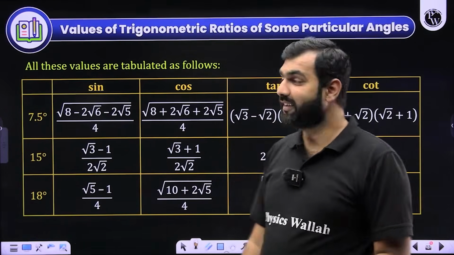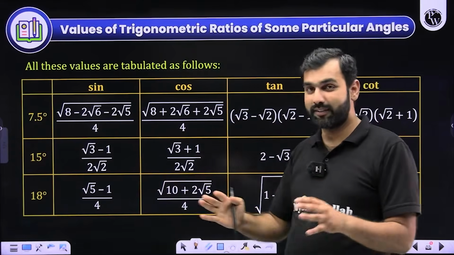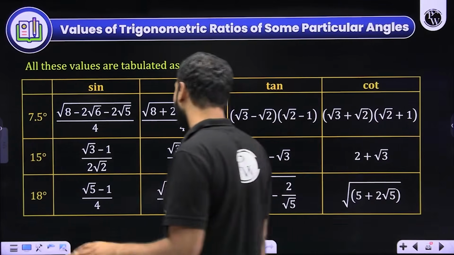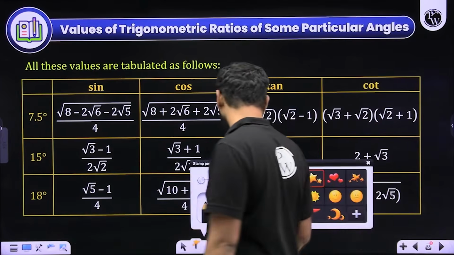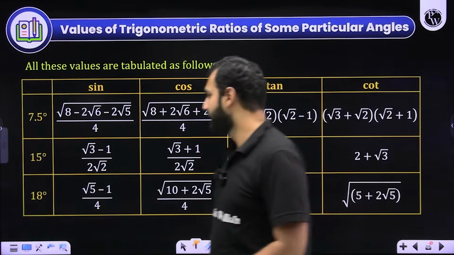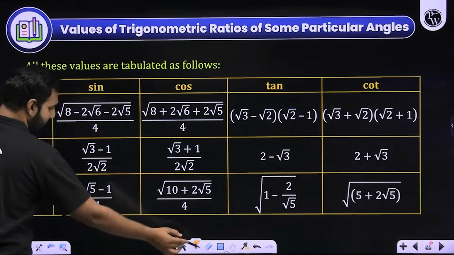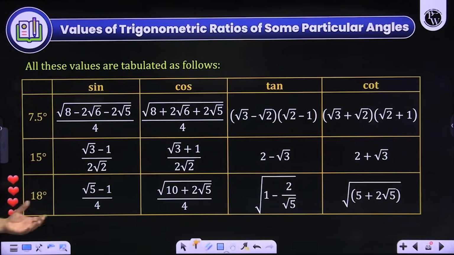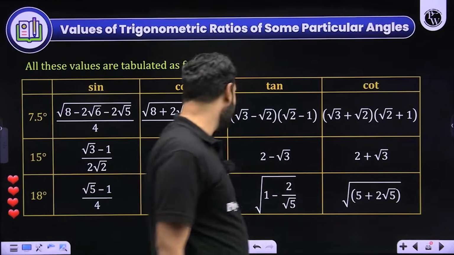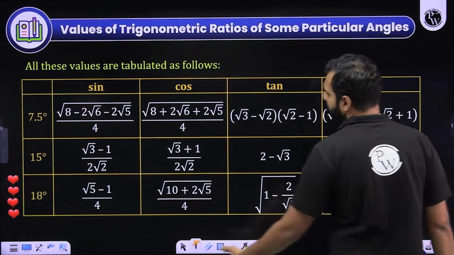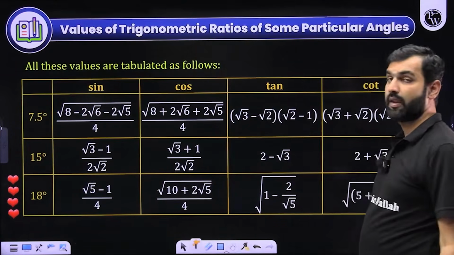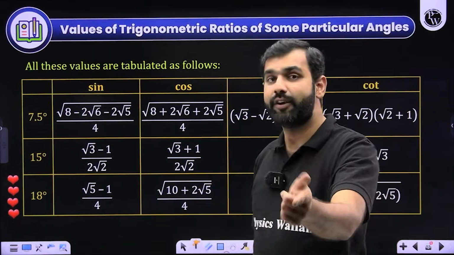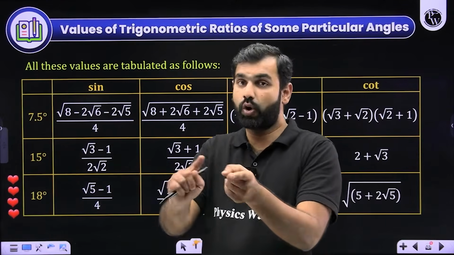Although it is not very easy and the values will make you understand that this is very difficult, but some values I will ask you to remember, which I'm highlighting. You should have this value 18 degree at your fingertips. At least sine 18 degree you should remember. You can work out cos based on that, and once you have sine and cos, you can work out tan. And once you have 18, you can very easily talk about 72 as well, because we know they are complementary.